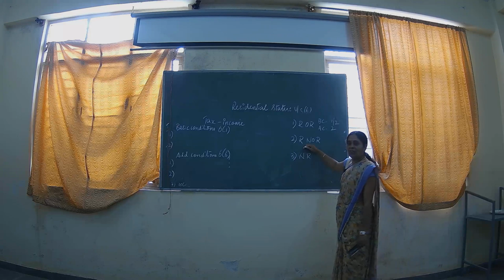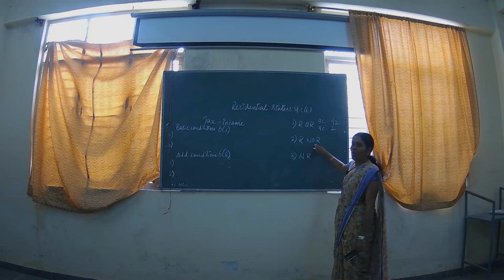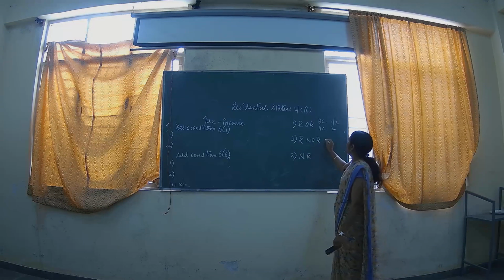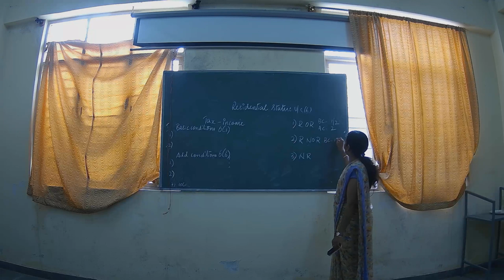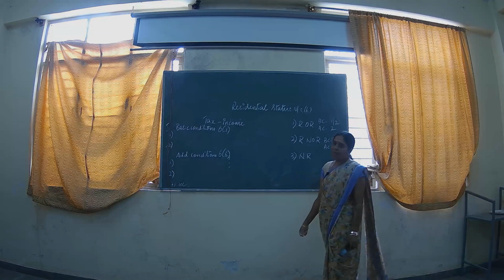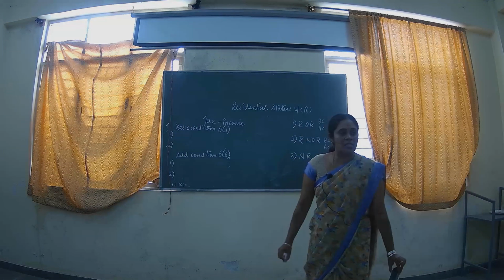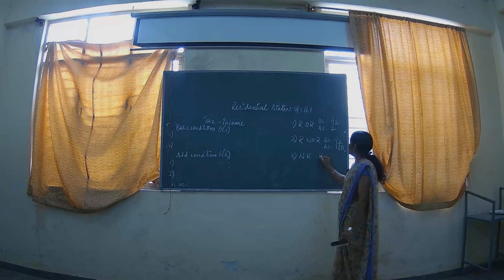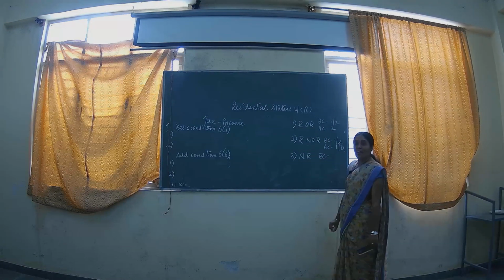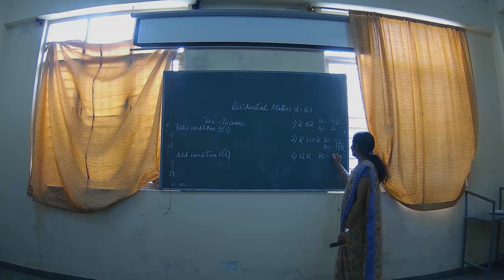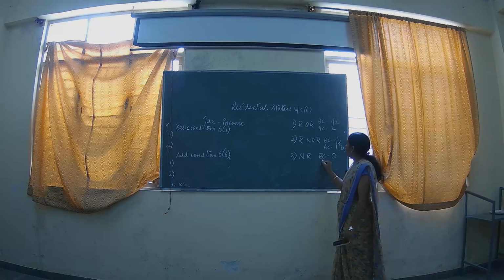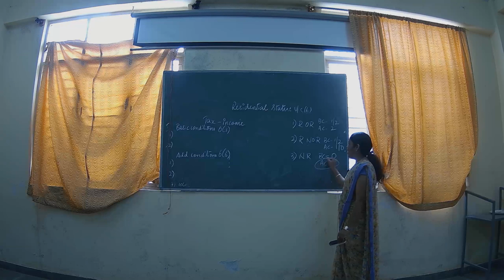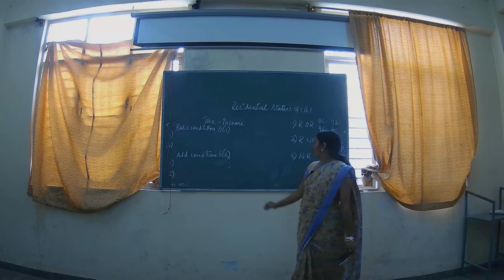For resident, non-ordinarily resident, he will satisfy one or two basic conditions, and one or none of the additional conditions. The next category is non-resident. He won't satisfy any of the basic conditions, so basic conditions will be zero, and there is no question of going through the additional conditions. This is the residential status.